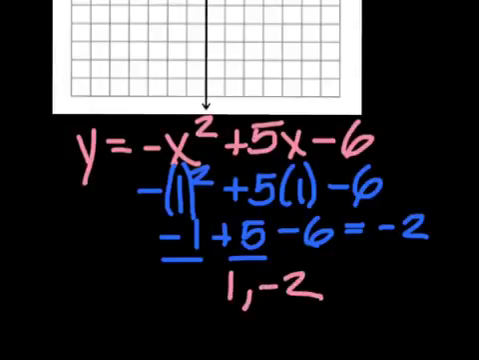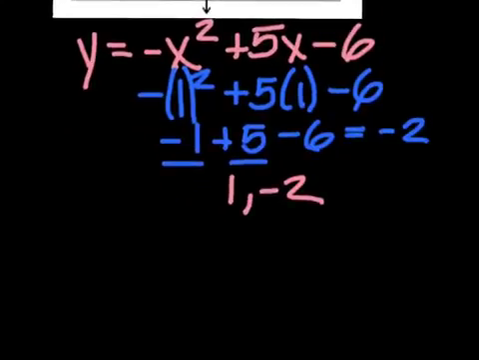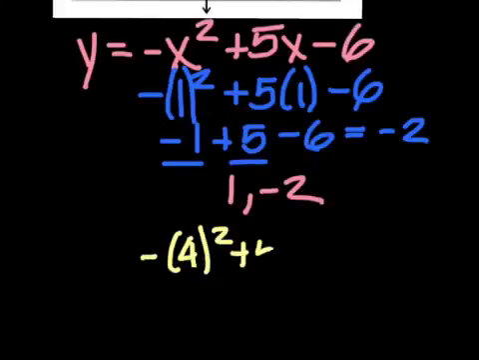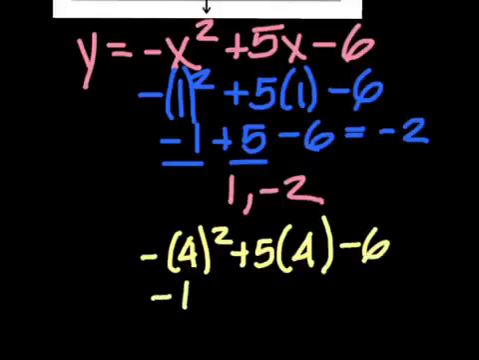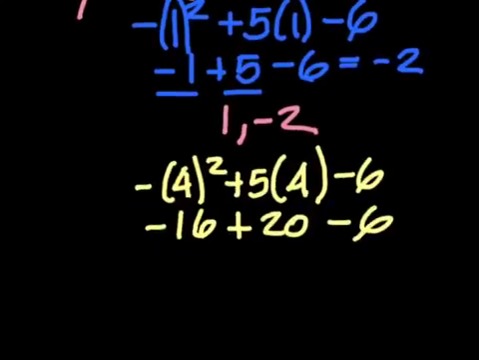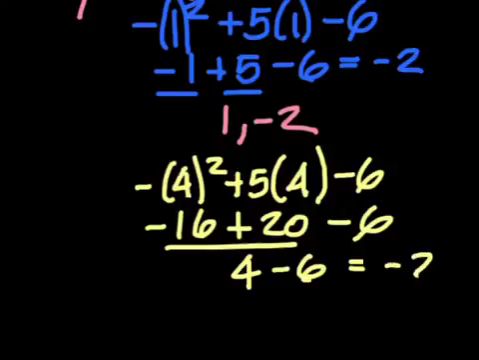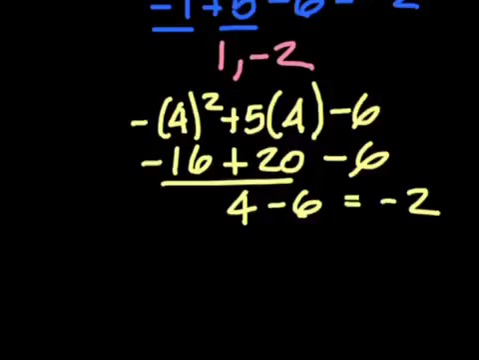So we got to do this again. And we'll do it in yellow here. We'll do it for 4. So negative 4 squared plus 5 times 4, and then minus 6. That's going to be negative 16 plus 20 minus 6. That turns out to be a 4 minus 6, which is also negative 2. So our second one we came up with was 4 and then negative 2. So we got to go plot those on the graph.